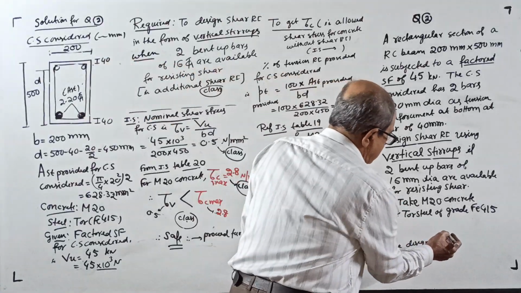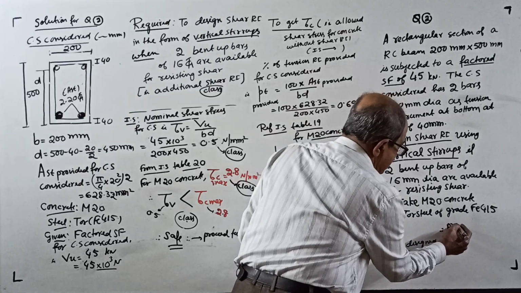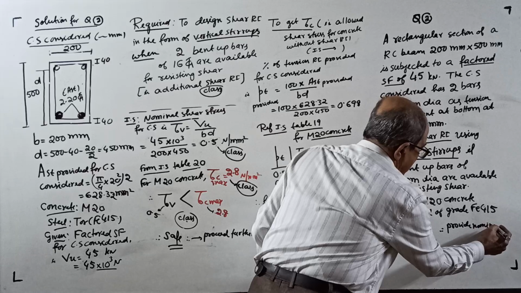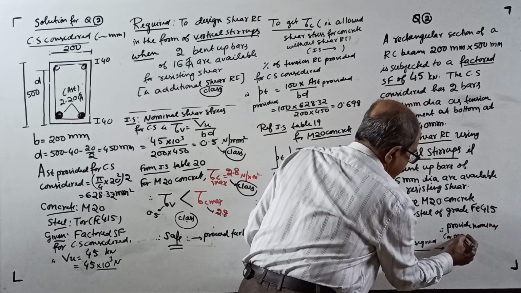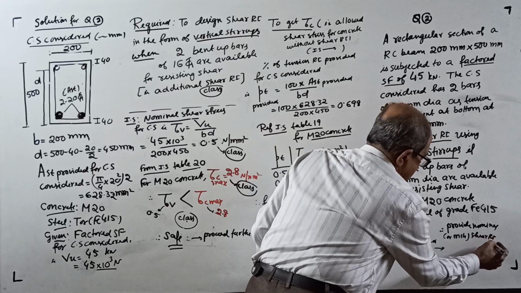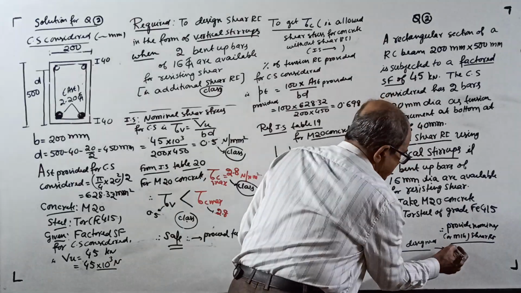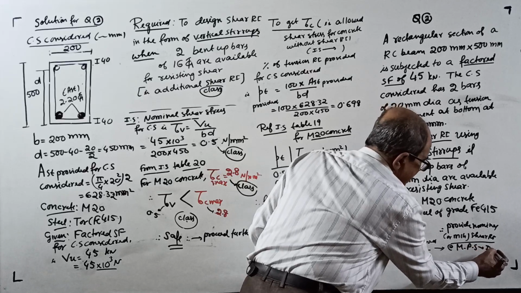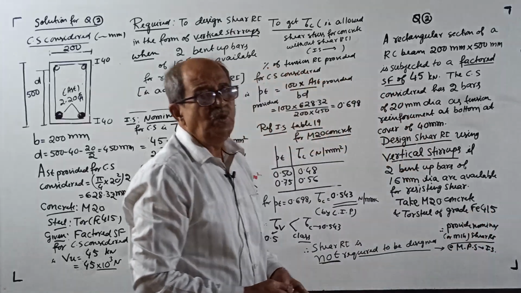Therefore, I write here, therefore provide nominal or minimum shear reinforcement. At what spacing? At maximum permissible spacing as per IS code. Why? You do not want to waste the steel.